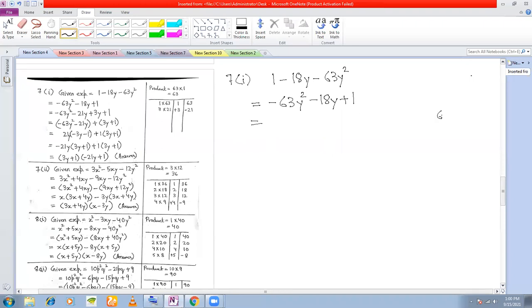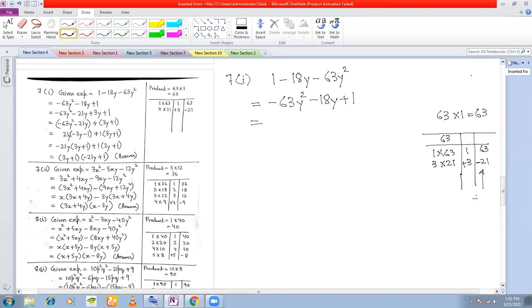Sir, you can multiply 63 into 1. Extreme terms you multiply to get 63. So how will you break 63 into factors? First factor, 1 into 63. 1 and 63 will not give you minus 18, right? What is the next factor? Sir, 3 into 21. 3 and 21, will it give you minus 18? It may give you if I take minus 21 and plus 3, right?